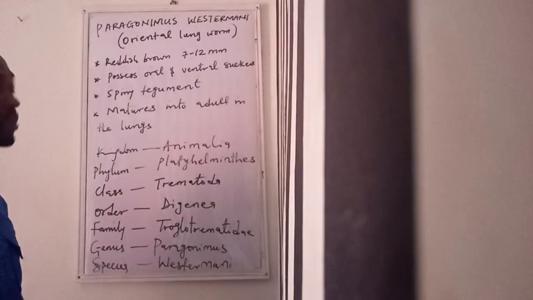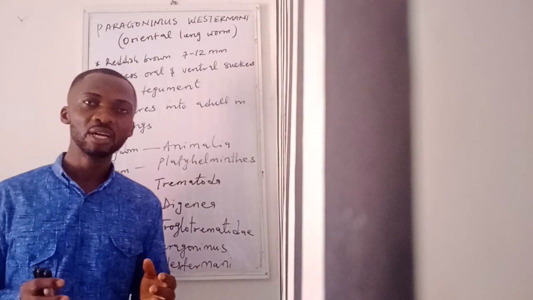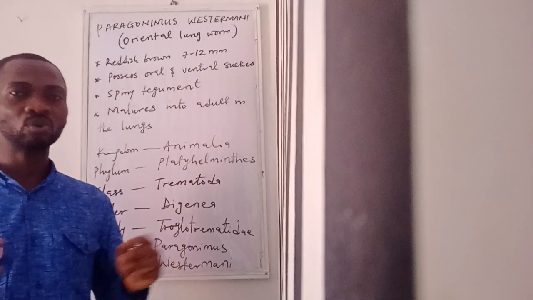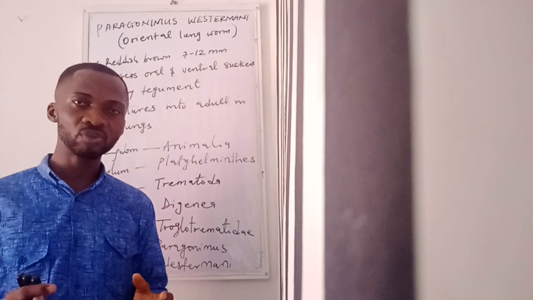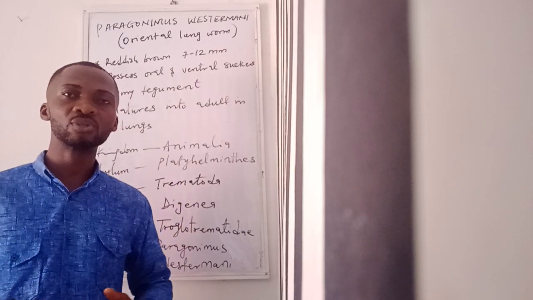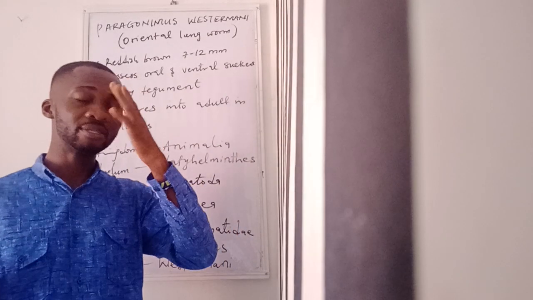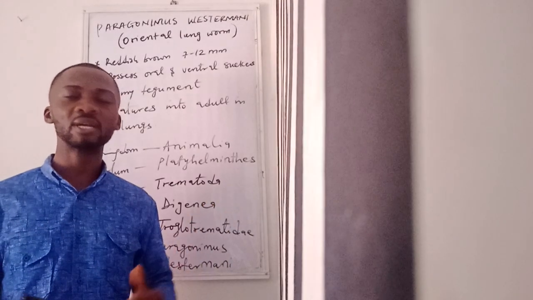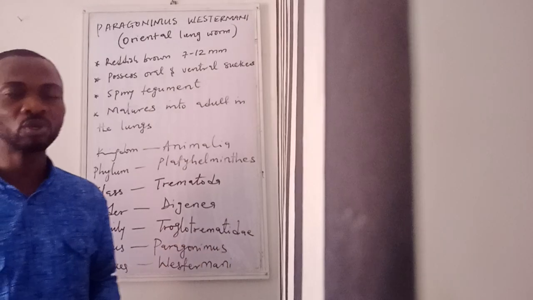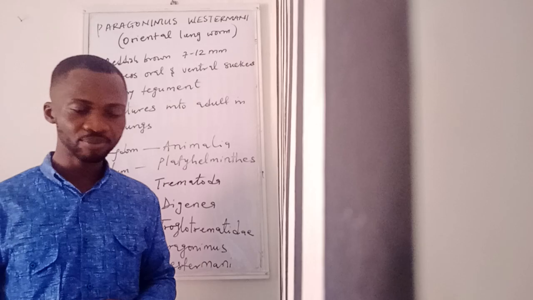Then, it has a spiny tegument. This tegument is a kind of thick covering made up of tiny spines. The tegument also helps the parasite anchor within the lungs of the host. Apart from that, it helps protect the parasite against the enzymatic action of the host, and it also helps in the absorption of nutrients. So these are some of the functions of the spiny tegument.